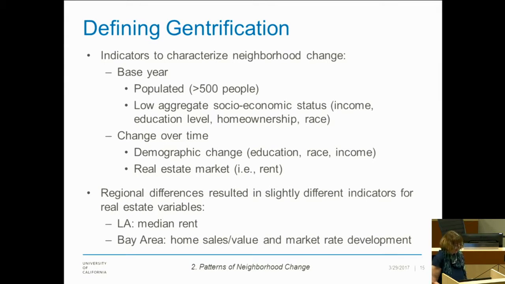We define gentrification based closely on the existing literature. We look at neighborhoods that at the base year were disadvantaged in some way in terms of socioeconomic status, and then they change in terms of education, race, and or income, as well as the real estate market. Our definitions differ slightly across Los Angeles and San Francisco, and this is intentional. These are two very, very different case studies, and so each warranted a quite different approach in analysis and a different focus.